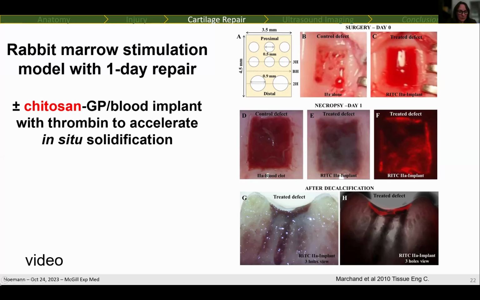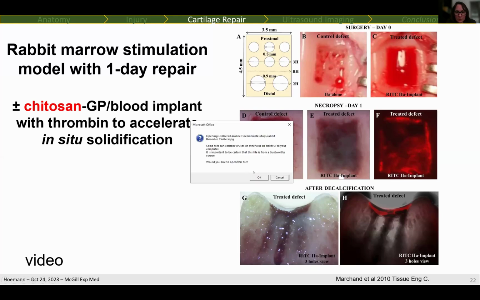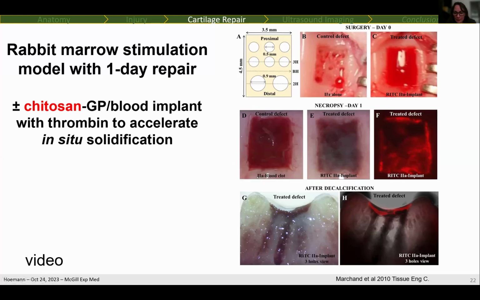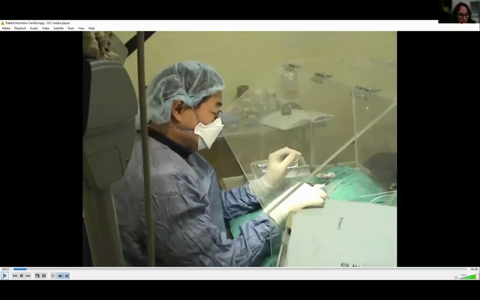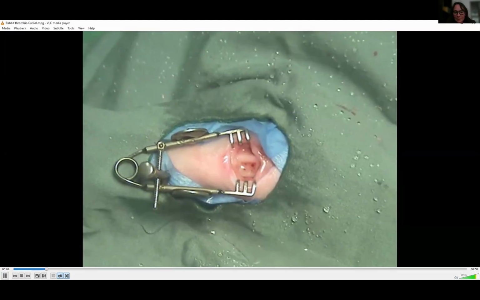So let me just see if I can, I might have to switch screens. Can anyone see the video? No, we can't. Okay, here. Can you see it now? Yes, but it's not moving. Okay, yeah, that's fine. Okay, great.